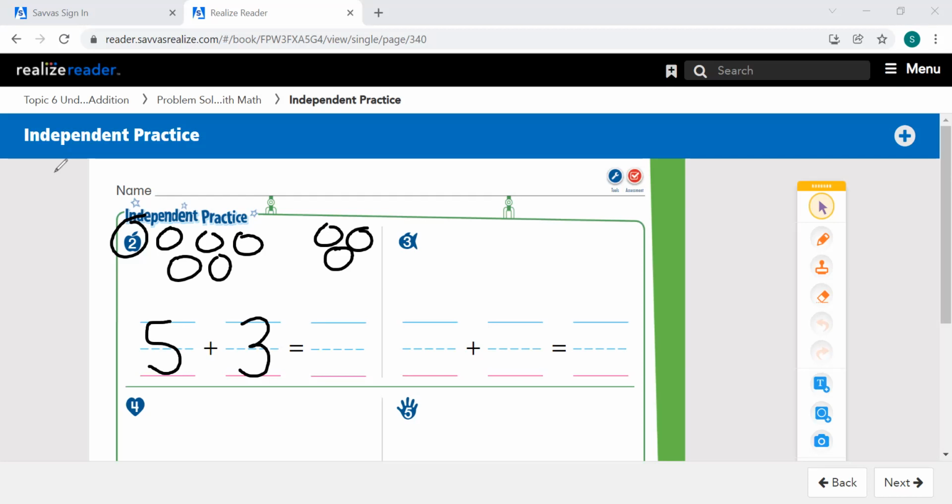We need to count. So we know there's 5 over here. So let's say 5, 6, 7, 8. And we will write 8. So our equation is 5 plus 3 equals 8. I want you to continue on your own, and I'm sure you're going to do a great job.